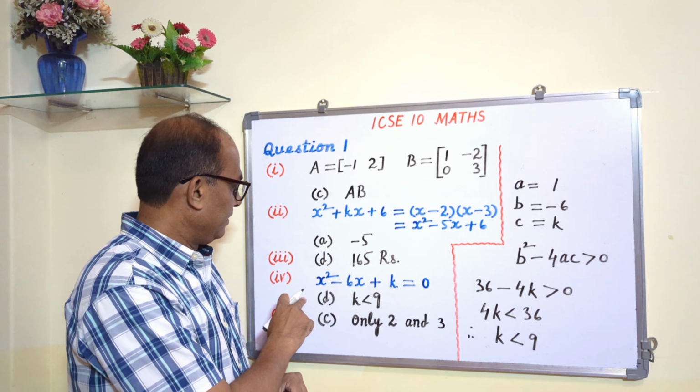Either you write down D, or you write down k is less than 9, or you write down both, like I have written D, k is less than 9. It is up to you. You decide which one is better.